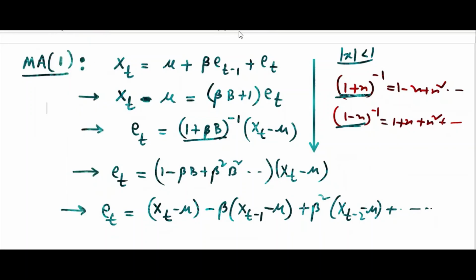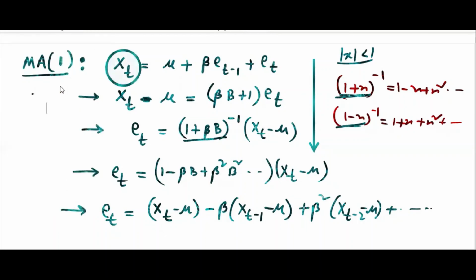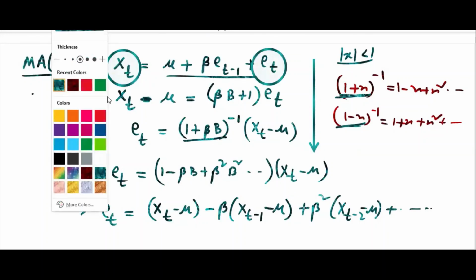So we try to invert it. When you try to invert this one, instead of expressing the process in terms of the error, we try to get the error in terms of the process.